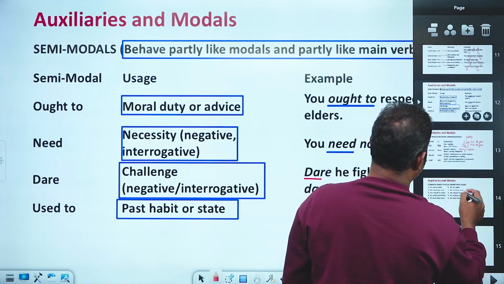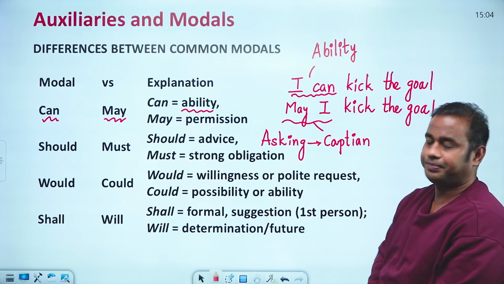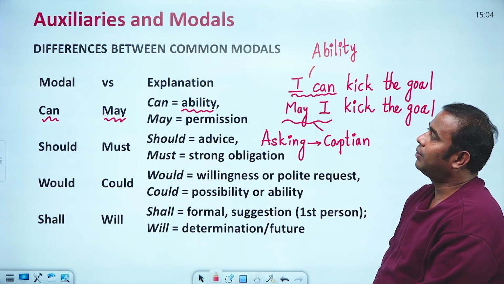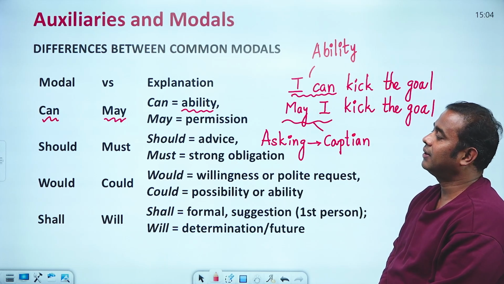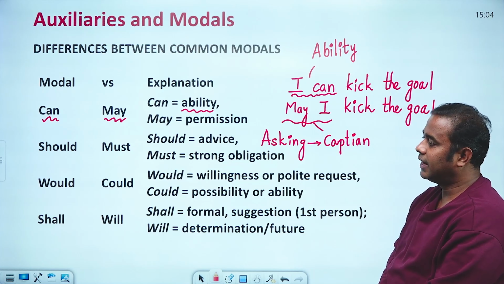So it's an extinction that we can say. Then what is the basic difference between all these varieties of modals? Okay, so can, could, okay, then should. So all these varieties are there, right?